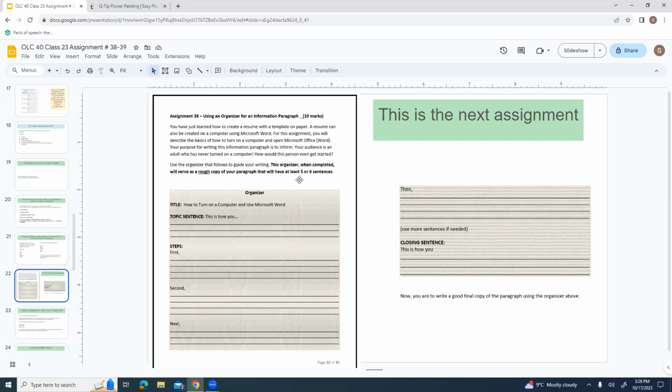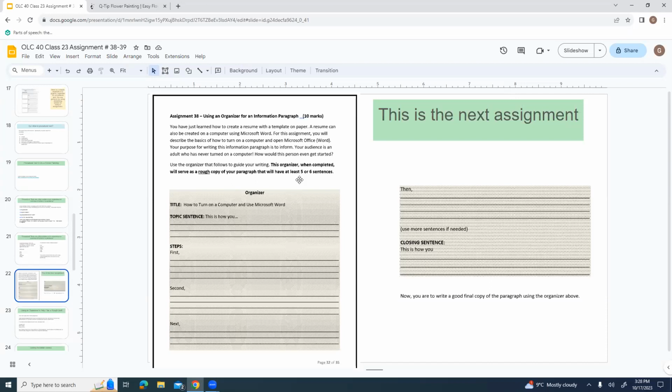This is a little organizer that we're going to use to format our writing. When it's completed, it's going to serve as the rough copy. Normally, we would just do our own rough copy, but because this is going to structure our thinking, we're going to use this as a rough copy. It should have at least 5 or 6 sentences. The title is How to Turn on a Computer and Use Microsoft Word, and then the topic sentence. Here they're being very specific. You have to start your sentence this way: This is how you, and then you need to finish that sentence.